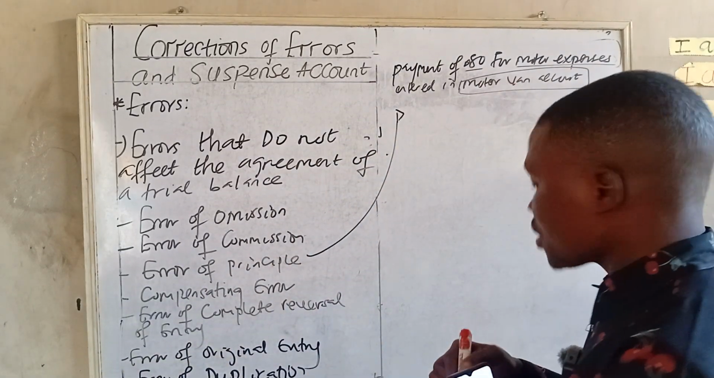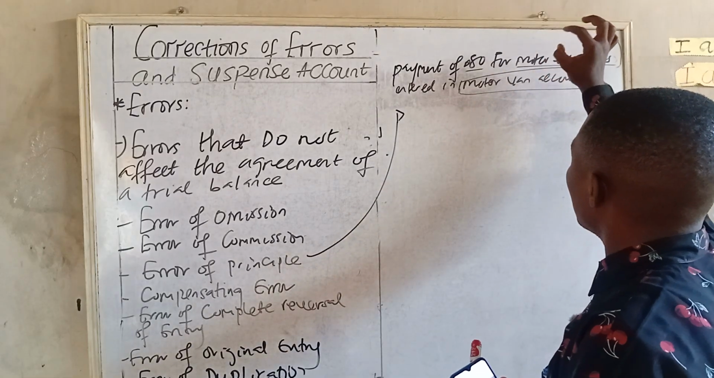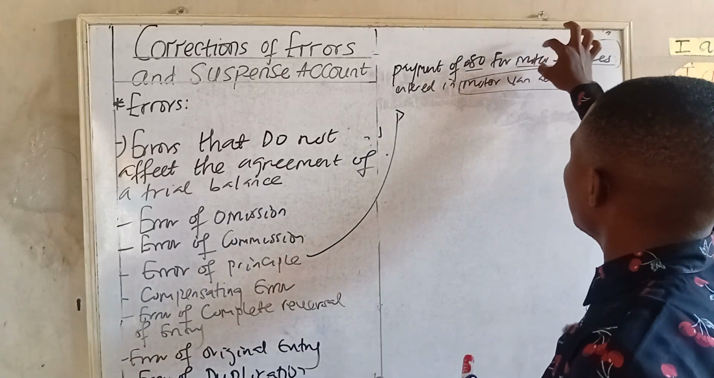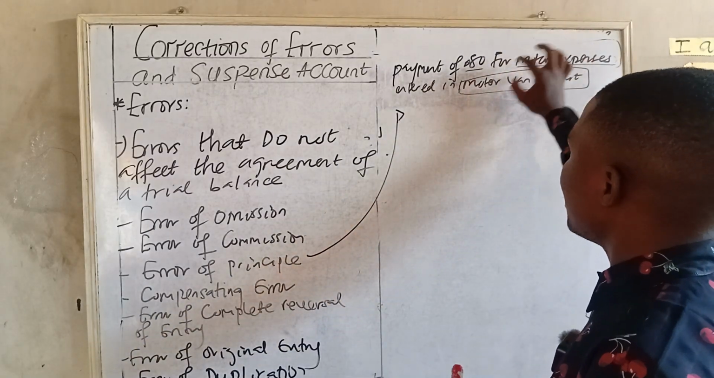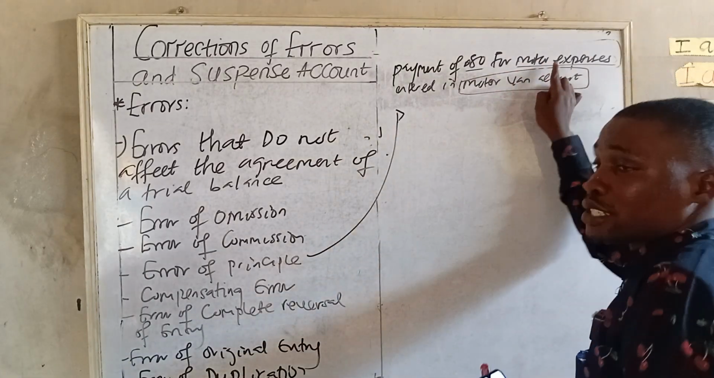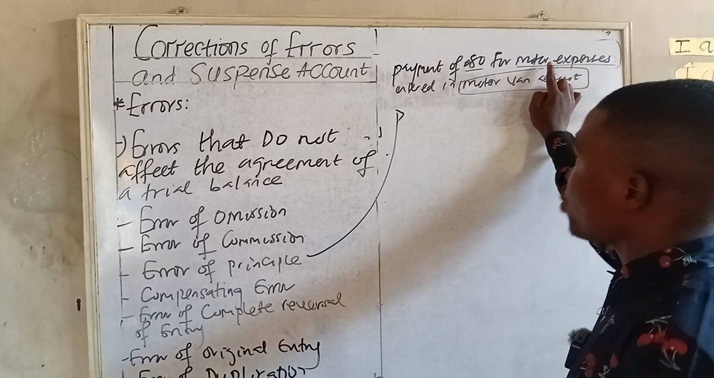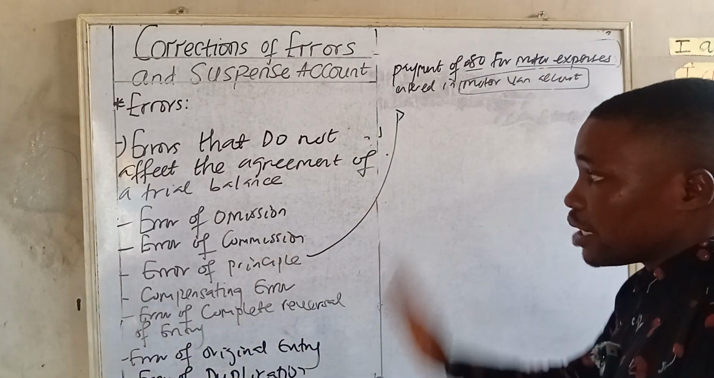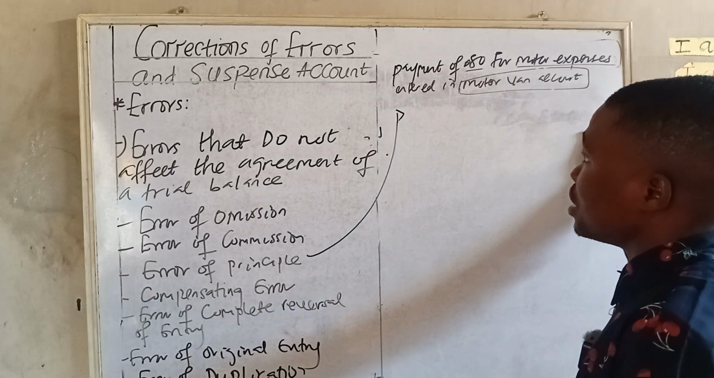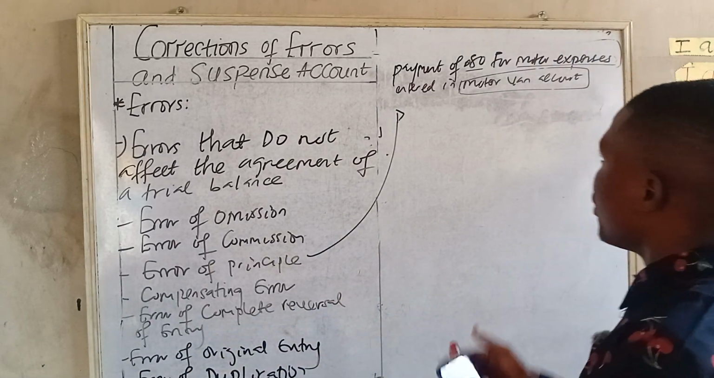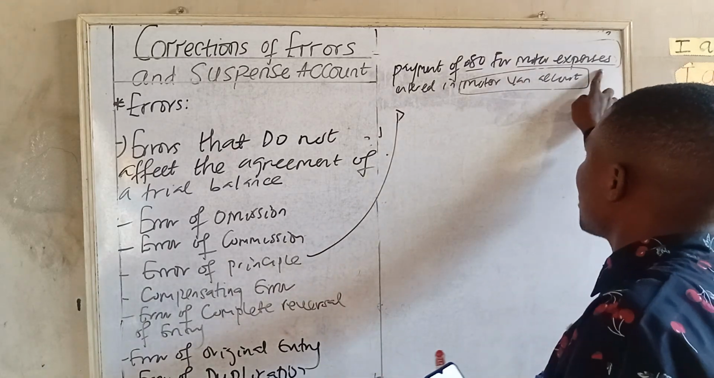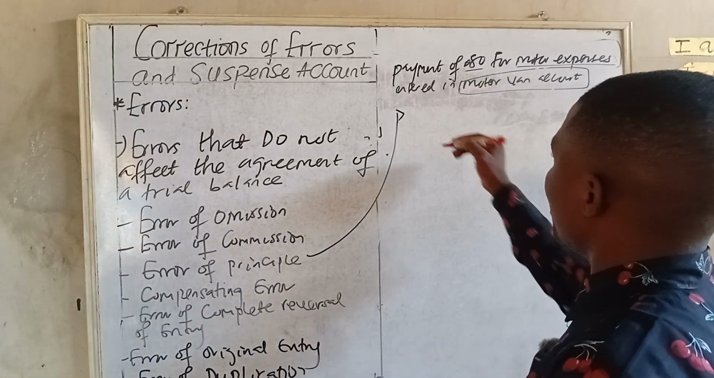And if you notice, this account here is an asset. This one here is an expense. And this asset, we have a debit balance. This expense also we have what? A debit balance. So they are both what? A debit account. So that's why it is very easy for us to correct this error. Because the thing affects both motor expenses and motor van account, they will come here.